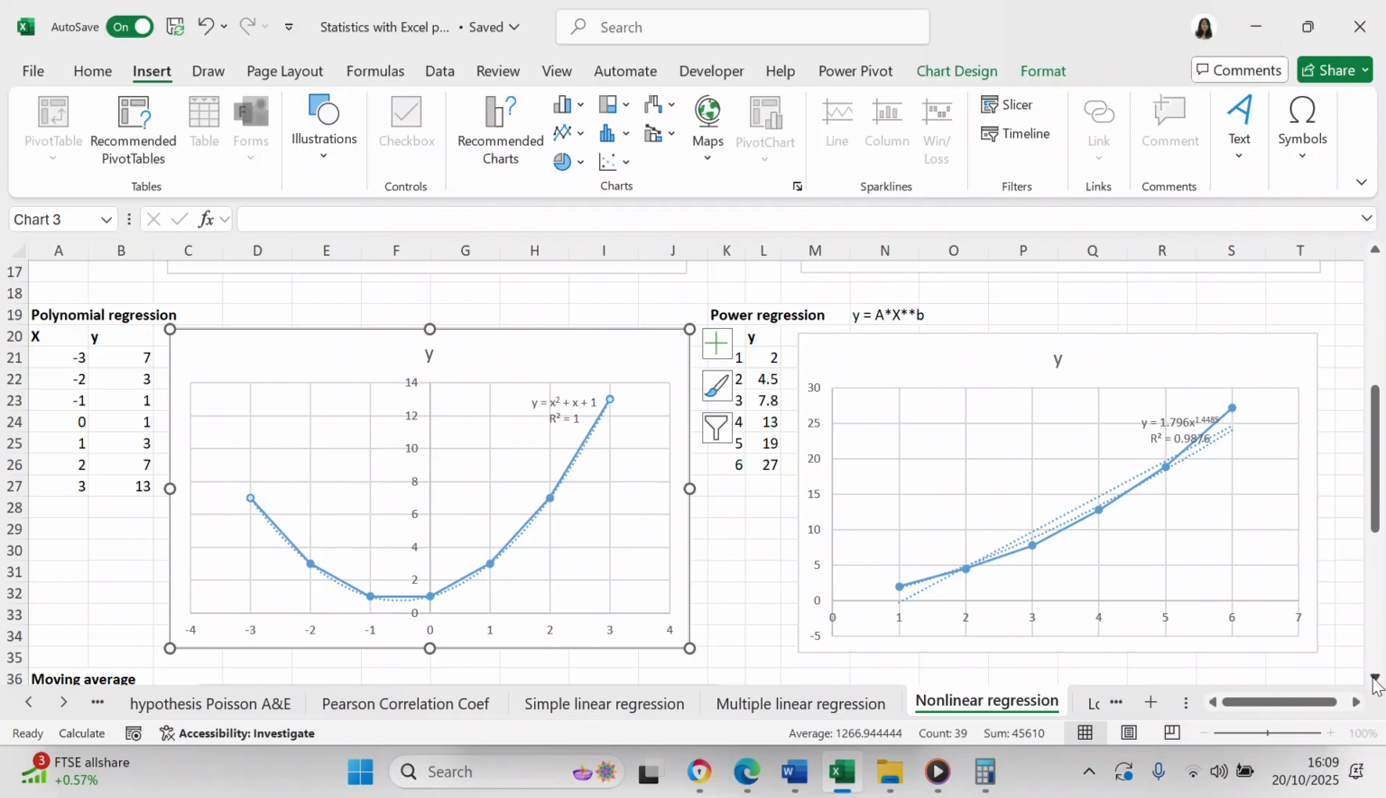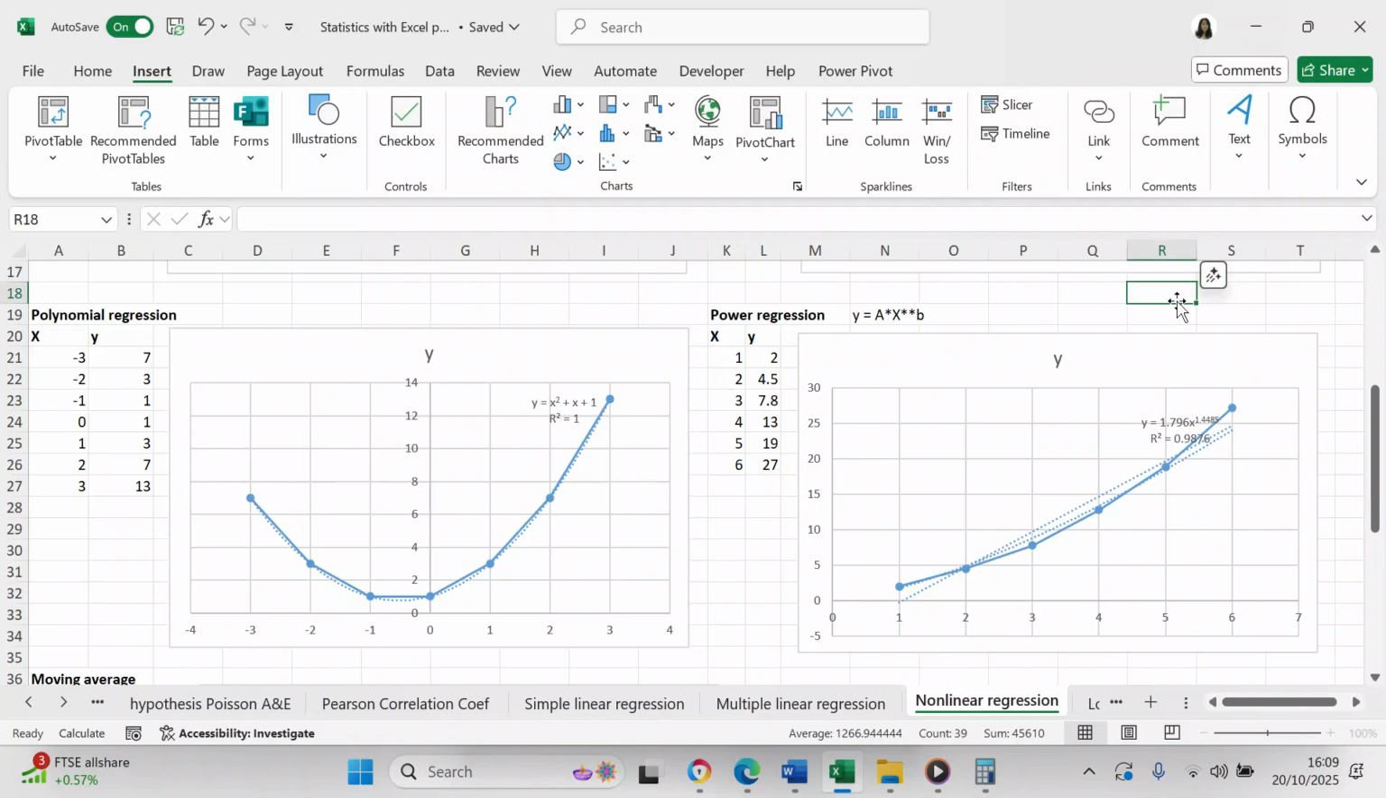Now you've got your power regression. You've got x is 1 to 6, and y is 2 to 27. Your formula for your power regression is y equals a times x to the power of b. Again, you can see the equation is y equals 1.796x to the 1.4485, and r squared is 0.9876.